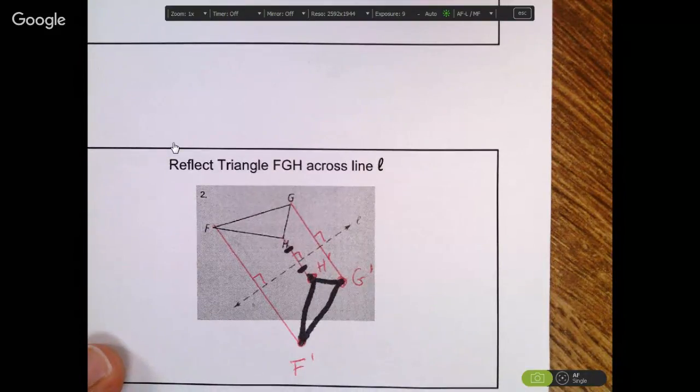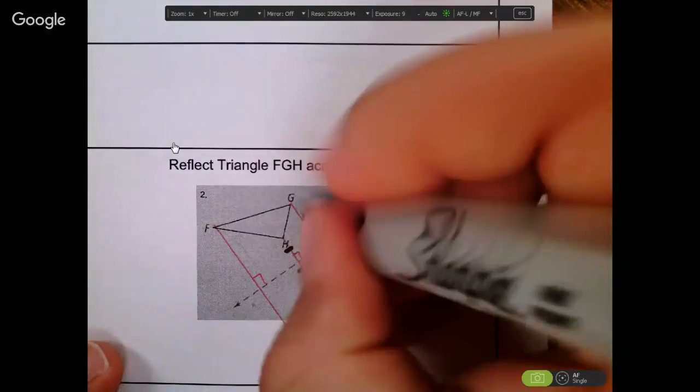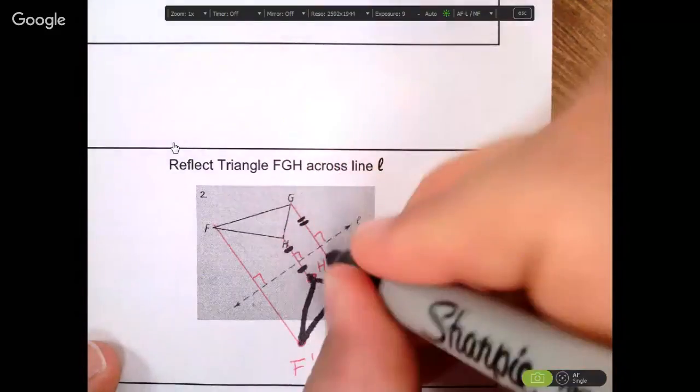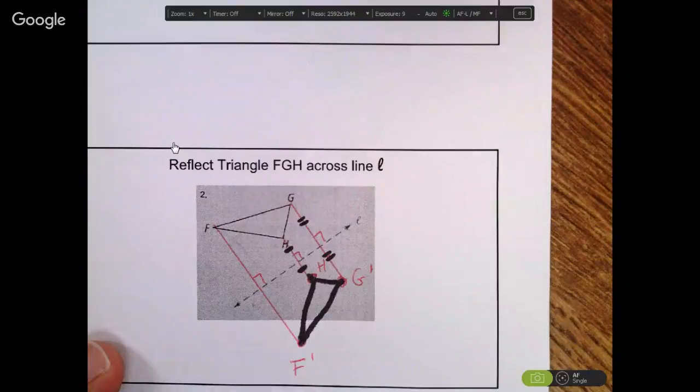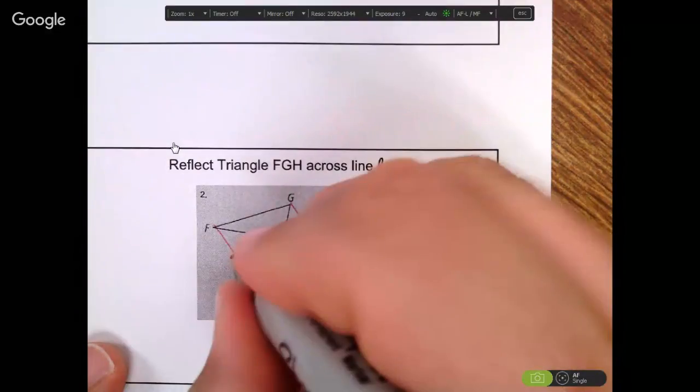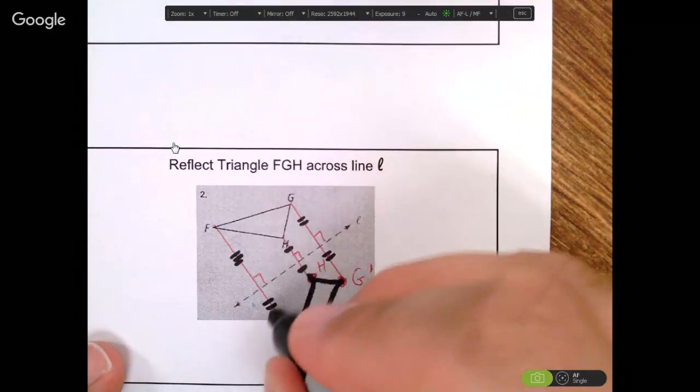Bisector is a good word. Midpoint is the one I was looking for, but both of those are true. Same with G, the G prime. So I put 2 dashes there to say that those are congruent. And then what am I going to do on F to F prime? 3 little dashes to indicate that those are congruent to that.